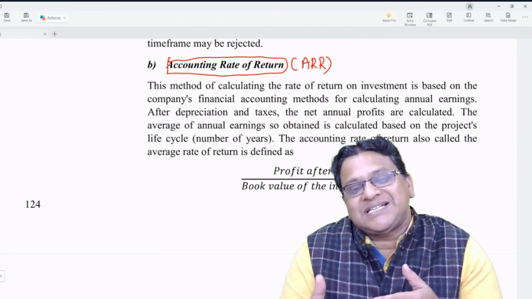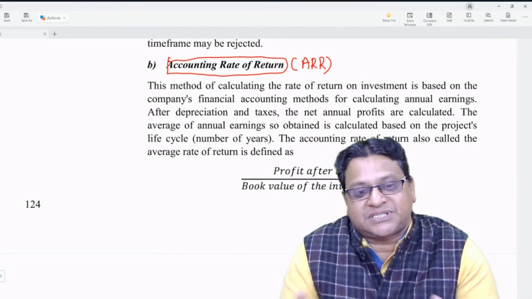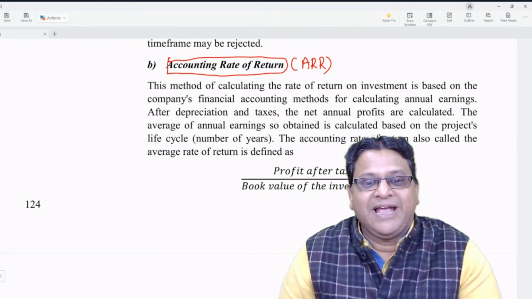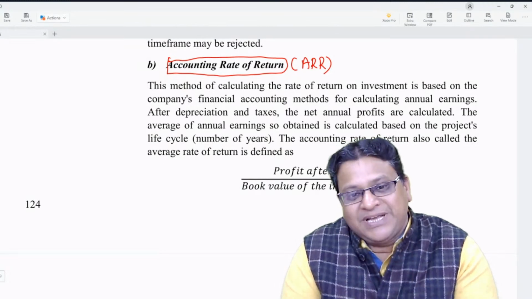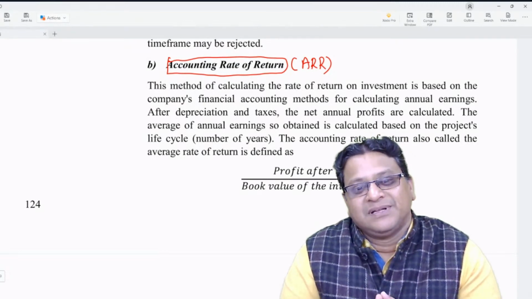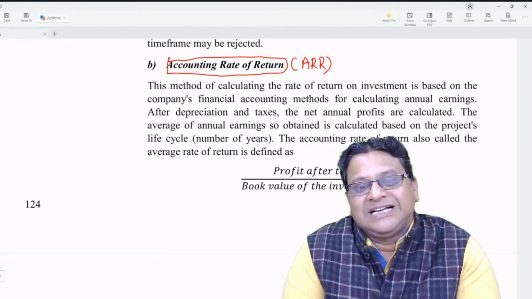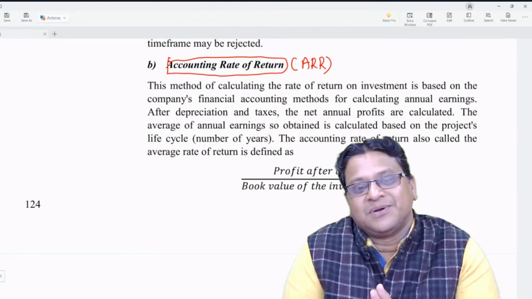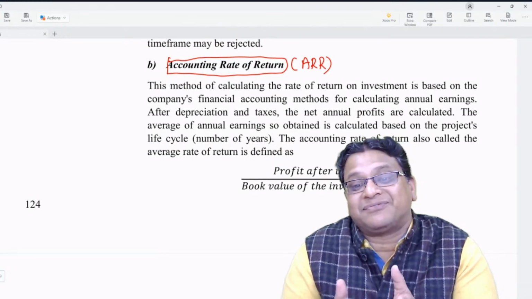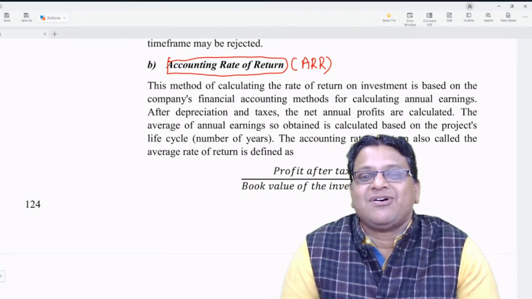In this case, the decision is taken on the basis of future expected accounting profits, not on the basis of future expected cash flows. Hence, in this method, if cash flow is given, we have to convert the cash flow into accounting profit. That means if with the cash flow, we make adjustment of depreciation and non-cash items, we will get accounting profit. Accounting profit is the profit after tax. After tax profit or PAT is the accounting profit.